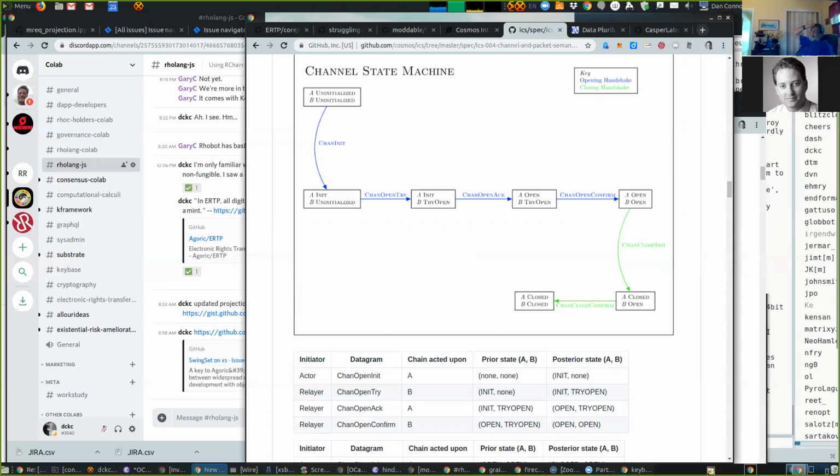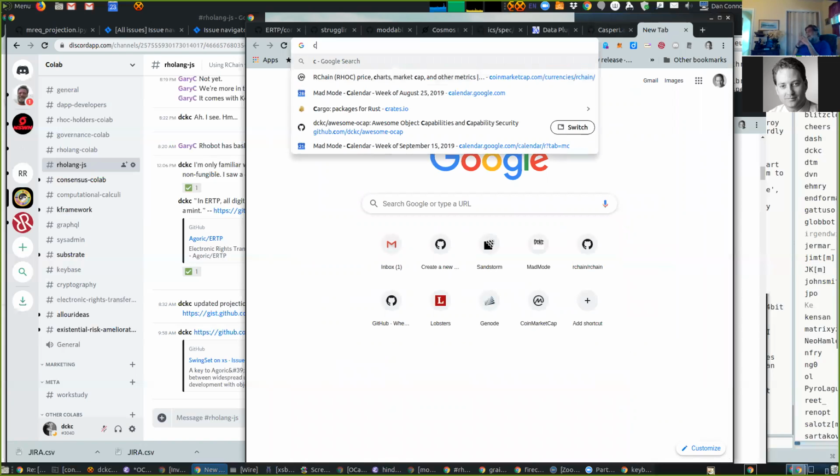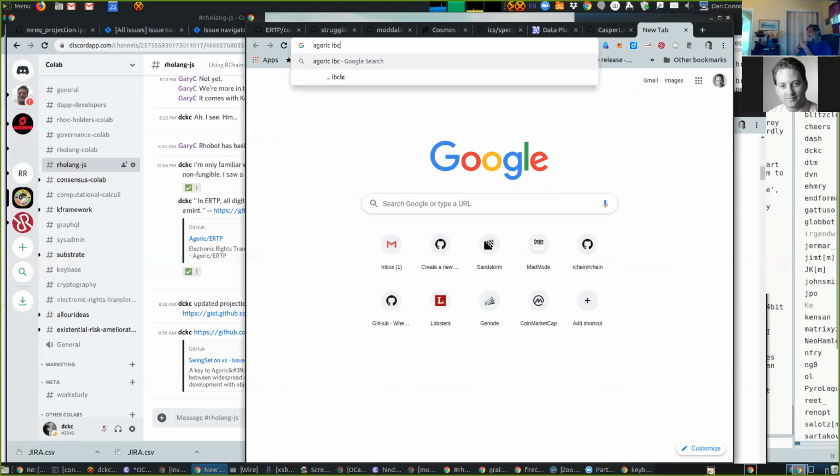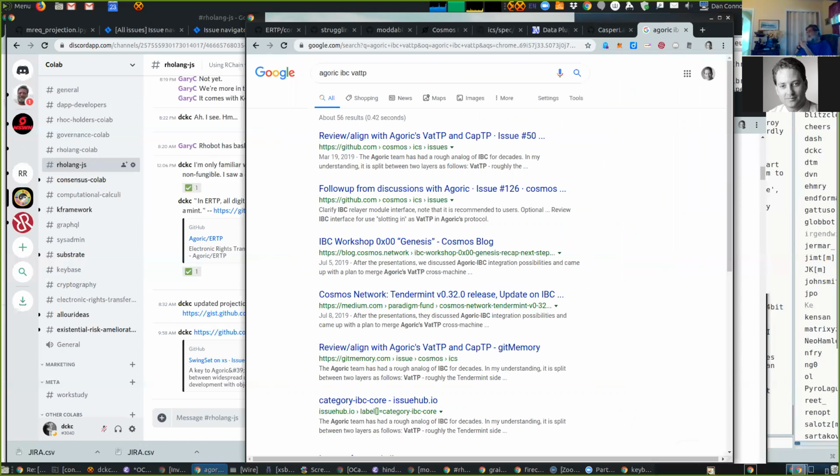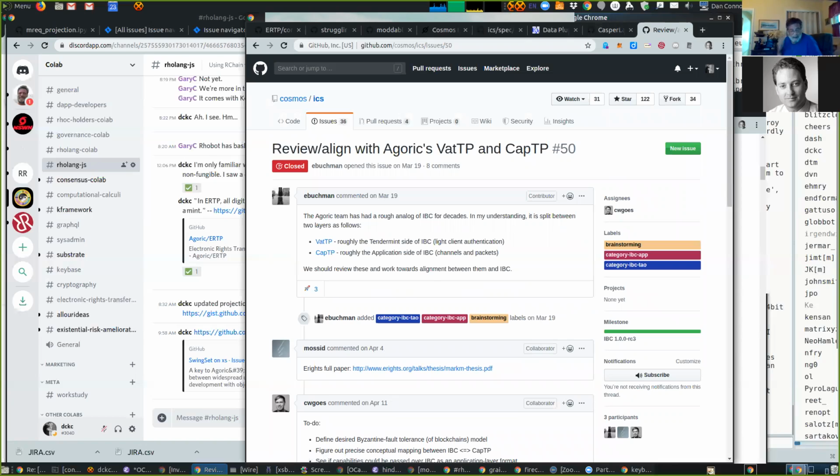I mean, the whole E-rights model, I guess I thought that was supposed to pass capabilities across NATs. Right. I'm just trying to figure out where that fits in with the inter-blockchain stuff.